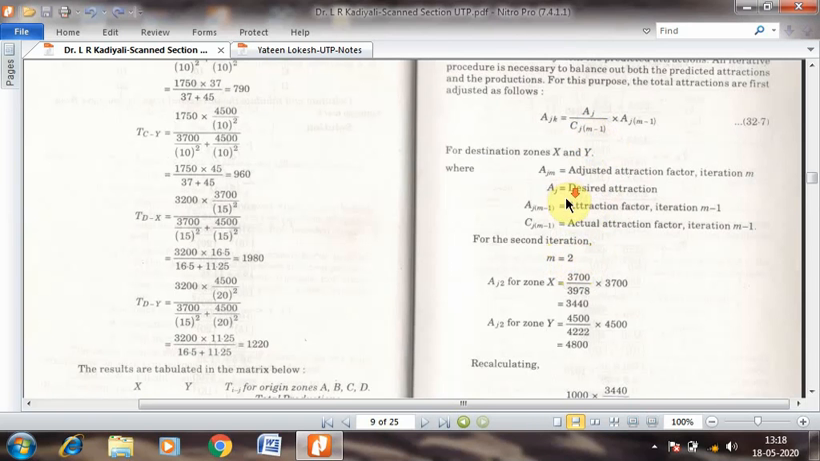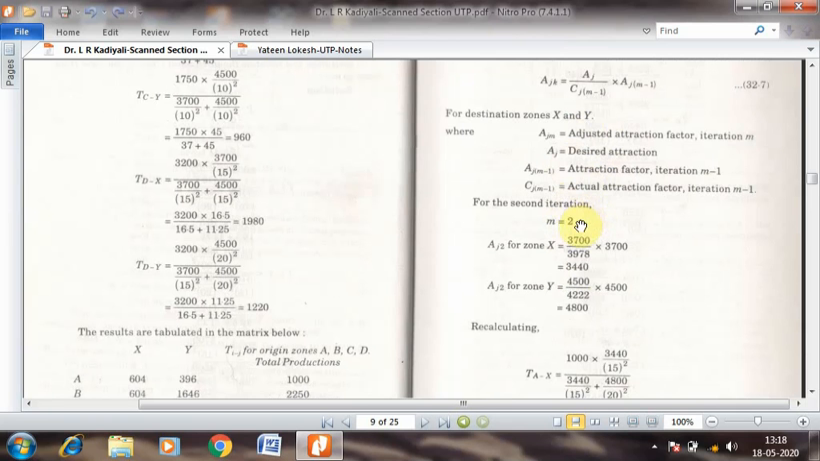So when m is equal to 2, in the second iteration, you will be finding out the adjusted attraction factor. There are two attractions here. One is industrial estate X and the other one is industrial estate Y. So AJ2 for zone X is equal to AJ. What is AJ? AJ would be given to you. So this is for X. So AJ for X is 3700.